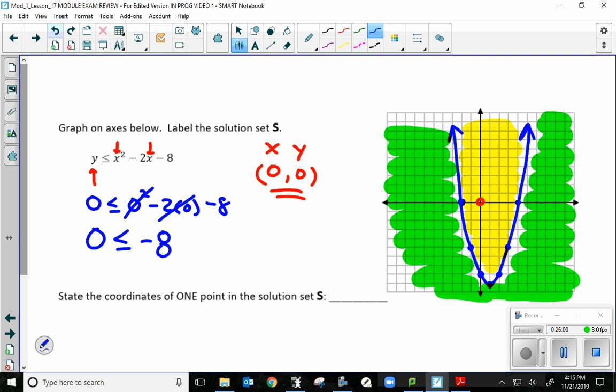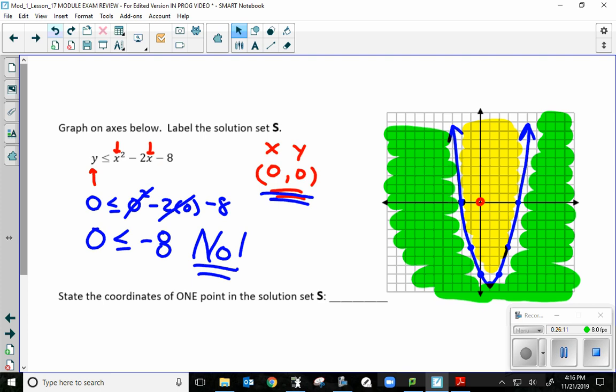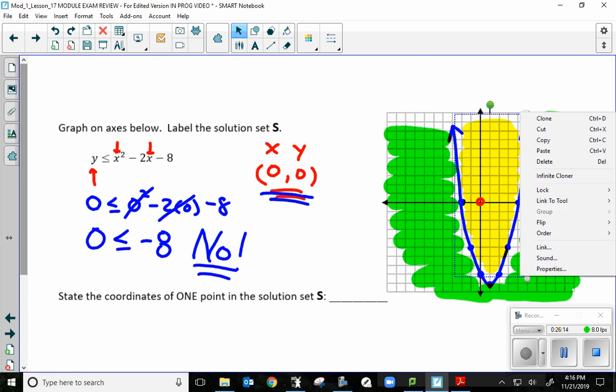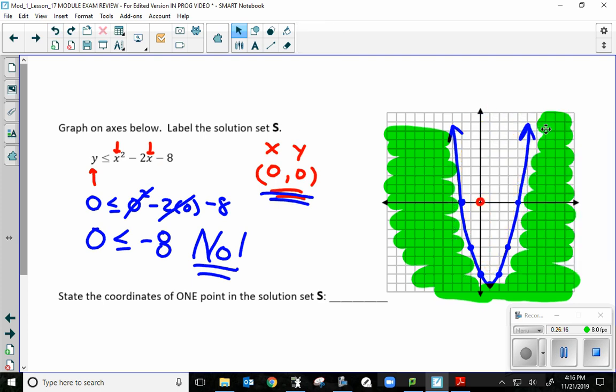Is 0 less than or equal to negative 8? No. 0 is bigger than negative 8. So do I shade the region with my origin in it? No, I do not. So, bam. That's what it should look like shaded.